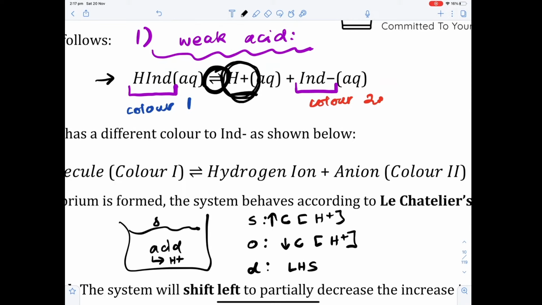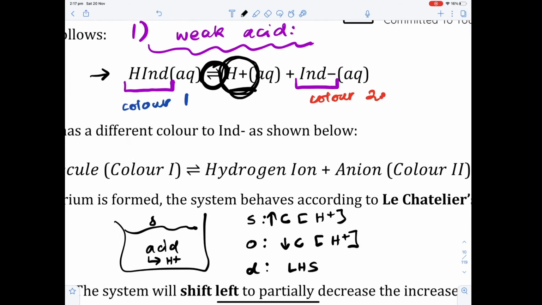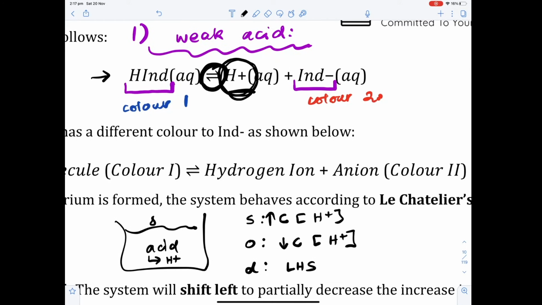Any questions so far? Luca, does that make sense? Any questions at all? Yeah, it makes sense, thanks. Okay, very good. So the key here is you all see how the indicator is now going to go from a purple color, which is where it would have been in the middle, when there are similar amounts of HInd and Ind minus, and now it's going to turn to a blue color in the acid. Yes, that's what we're going to do now.